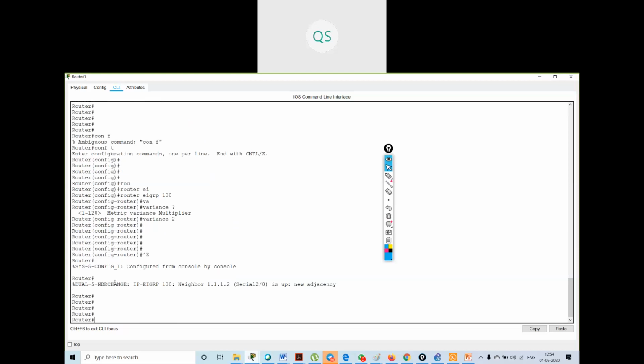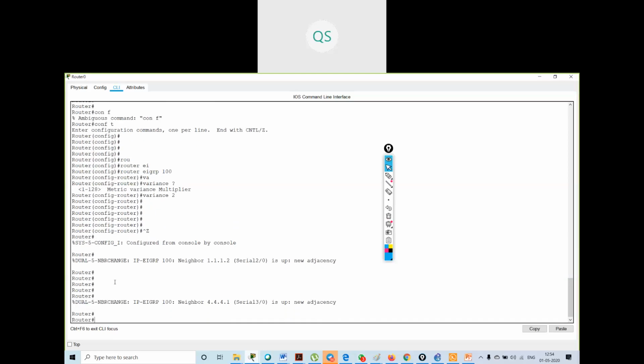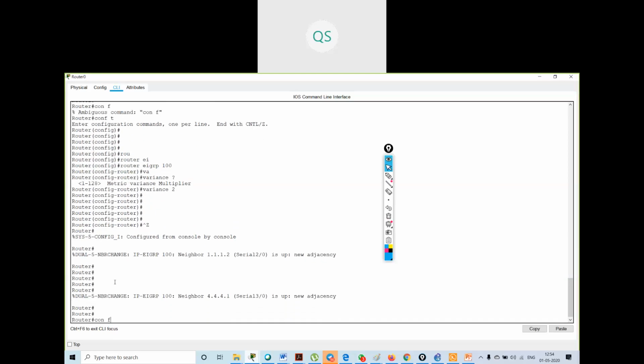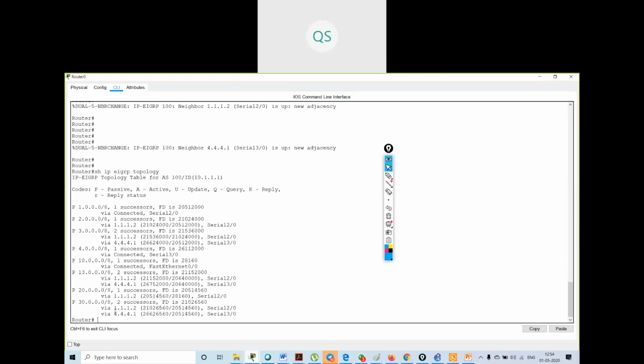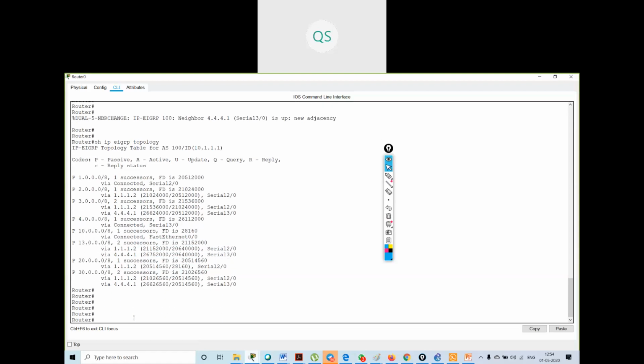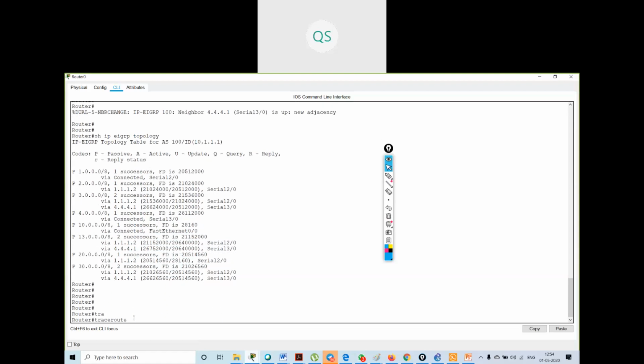Once I give it as 2, the new adjacency forms. If I verify show ip eigrp topology, I'm having two successors now. So now it is doing unequal cost load balancing. It is sending packets via this way and via that way. Okay, so I can check with traceroute.